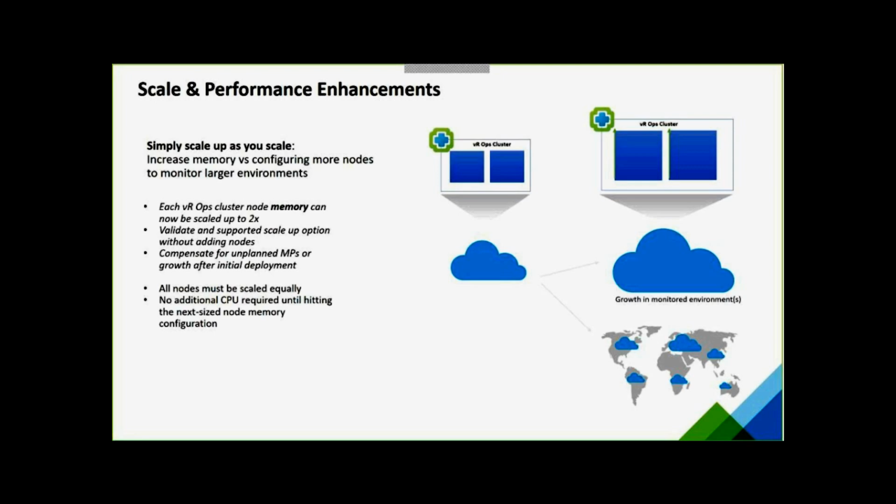So this will help you make sure that you can get extra out of your existing deployment and monitor more resources. So this process is simple. You take the cluster offline, you shut down the nodes, you increase the memory, and then power on everything, and it'll automatically pick up the new memory changes and allocate the extra memory to various different processes which are running within your vROps nodes. Things like analytics, things like Java heap, collector memory, everything basically just goes up by the proportion of memory change which you have done.